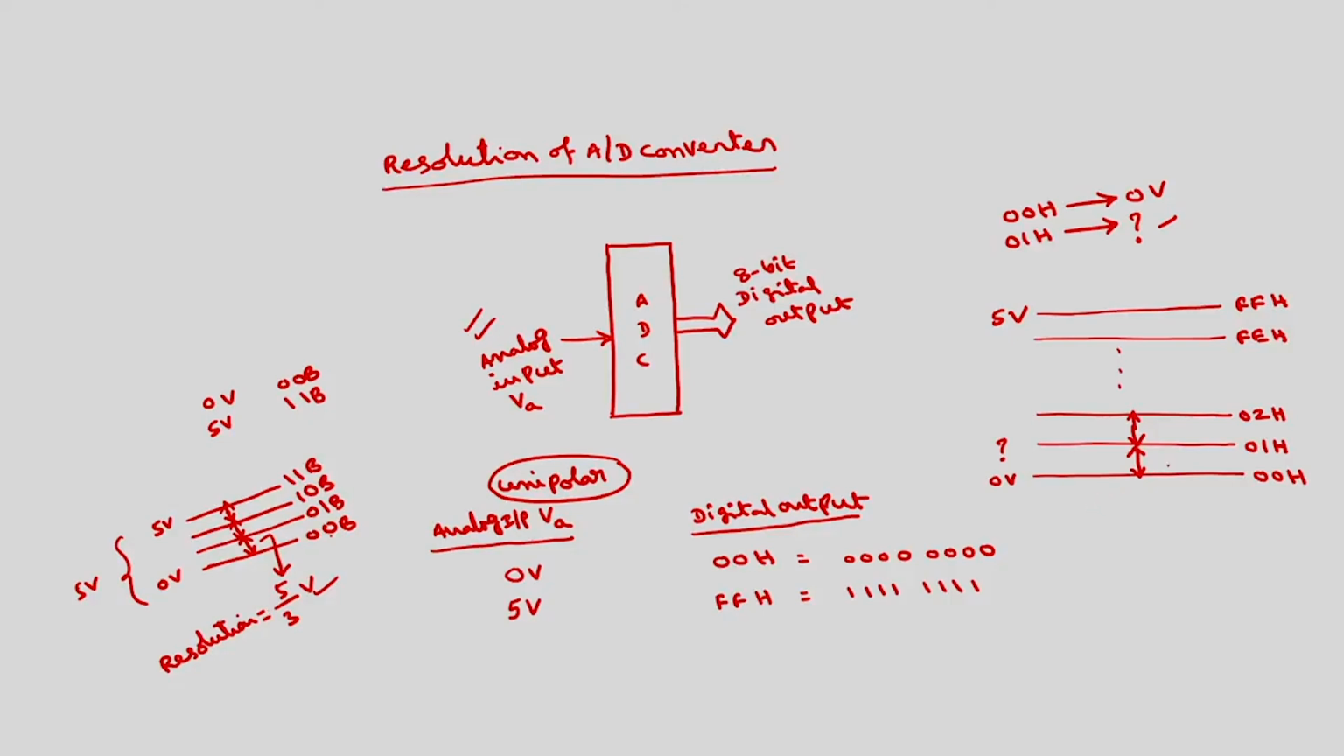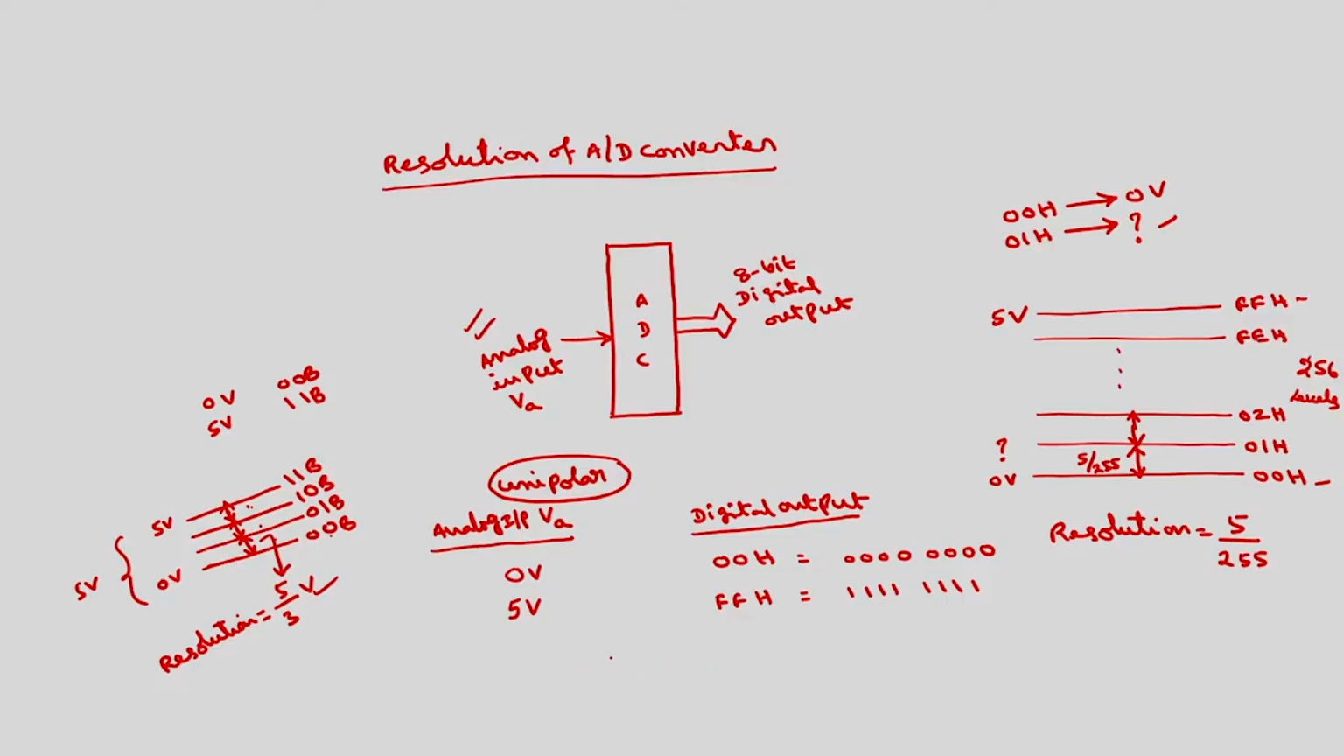Now coming over here, how many levels are there? Here we only have 4 levels, whereas here we will have 256 levels, corresponding to 00 to FFH. So the resolution of this one is given by 5 volts divided by, we have 3 gaps here, whereas here we will have 255 gaps. This is the voltage which is required. This voltage is equal to 5 by 255 volts.